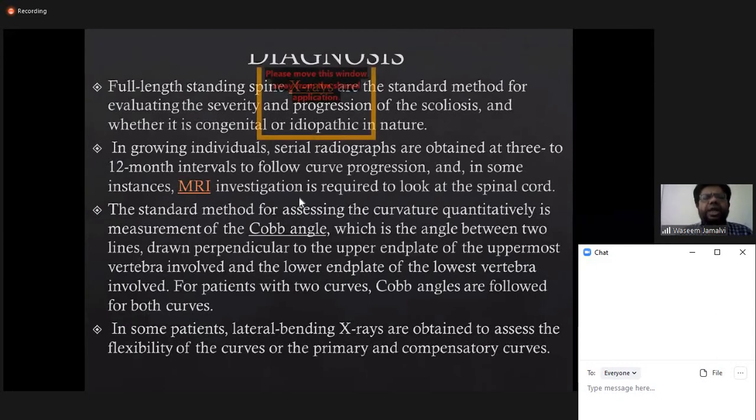Basically, this is how we make the clinical diagnosis: a child is standing in front of you with an abnormal position, with the head straight, but the chest or abdomen shifted laterally to the right or left. But you should confirm it using an X-ray of the spine, the AP and the lateral view. And sometimes you can confirm with an MRI.